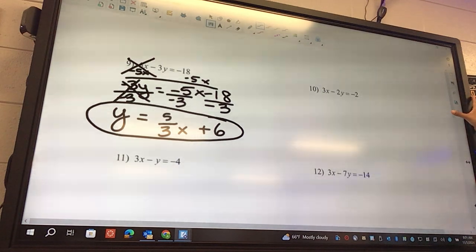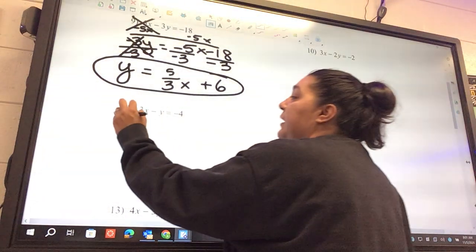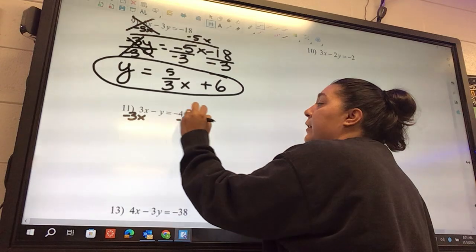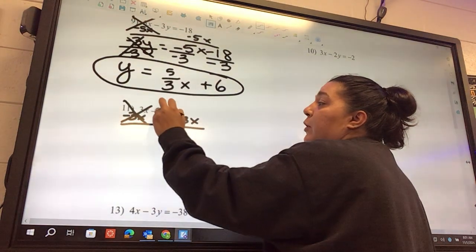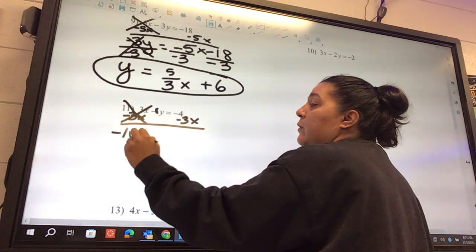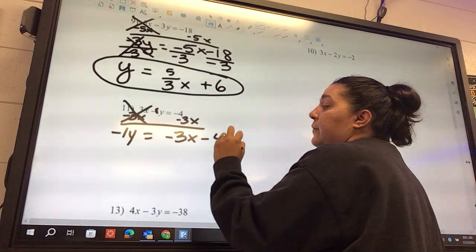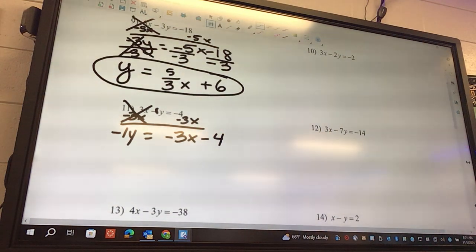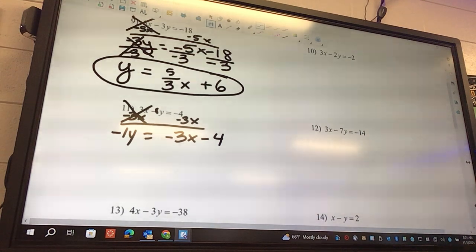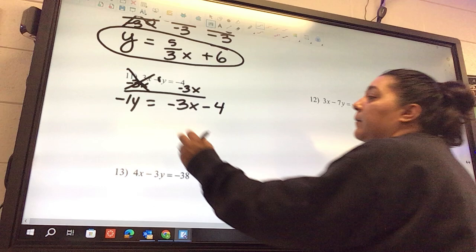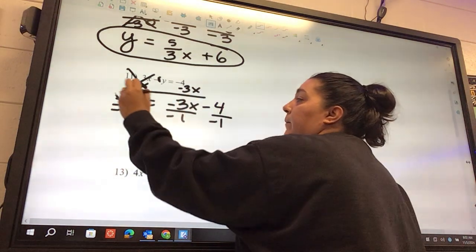Okay, 11. We're going to subtract the x's. What number is next to the x? 3. Yep, so minus 3x. So we cannot just put a 1 in front of the y, so it's really going to be negative 1y. Okay, and then so we're going to say negative 3x minus 4. And then we're going to divide every piece by what? Negative 1.